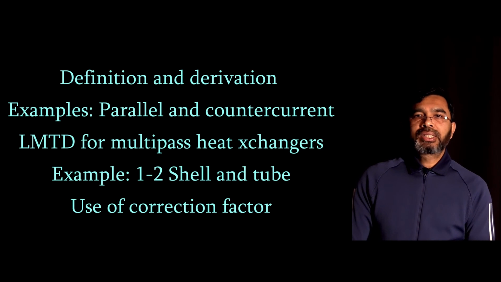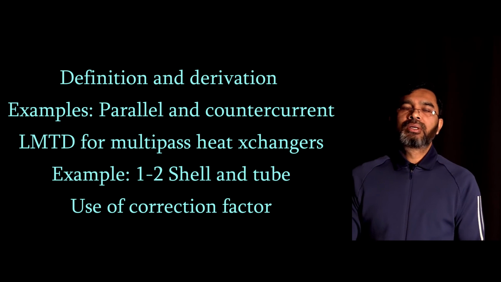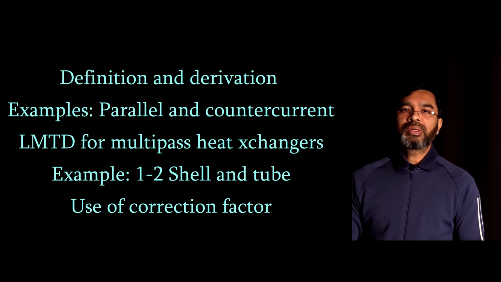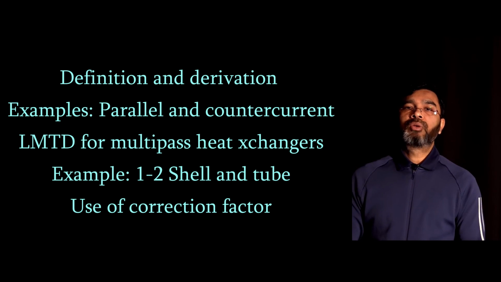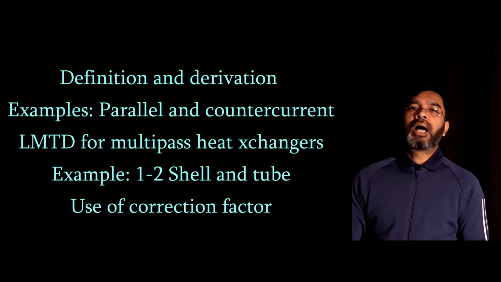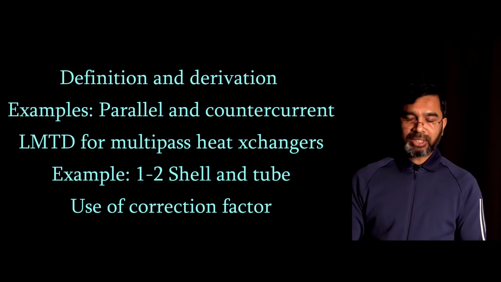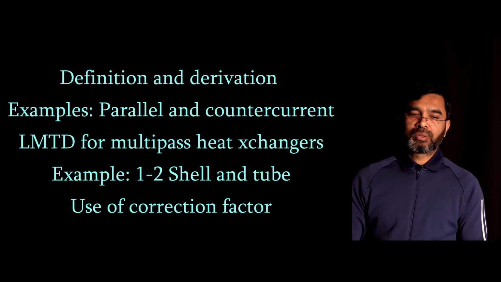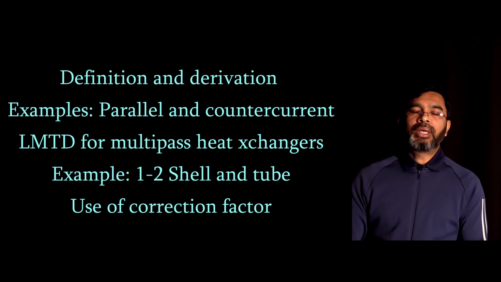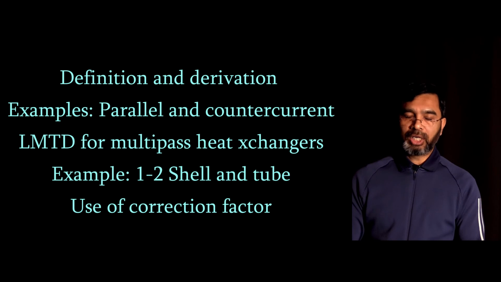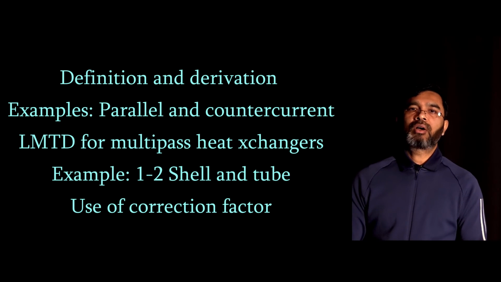So in summary, we discussed what this log mean temperature difference is, where it came from, and we saw the mathematical derivation. Then we used that definition to obtain the log mean temperature difference for a double pipe heat exchanger for both counter current and parallel flow. Then we looked at how to obtain the corrected log mean temperature difference for a shell and tube exchanger when there are more than one pass. And we saw an example of how to use that method to obtain the corrected log mean temperature for a 1-2 shell and tube heat exchanger. Finally, we looked at the use of this correction factor in choosing the configuration of a shell and tube heat exchanger.